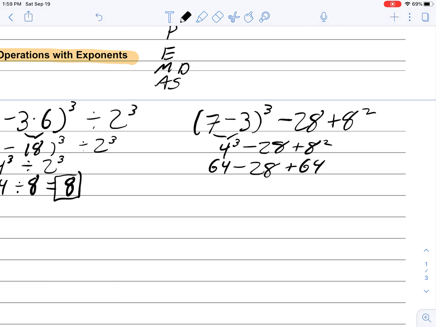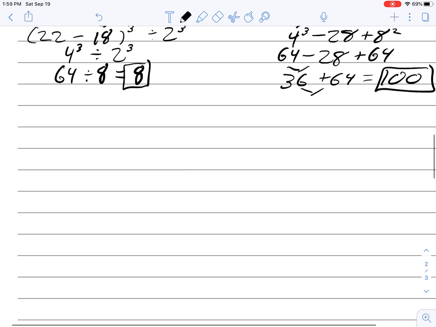Okay. Now, I don't have any multiplication or division, so I move on to my next step, which is addition and subtraction. Addition and subtraction go left to right. So I start with 64 minus 28. If I do that on my calculator, I'm going to get the number 36. I have 36 plus 64. If I add those two numbers together, that equals 100. That means my answer for this problem is 100.